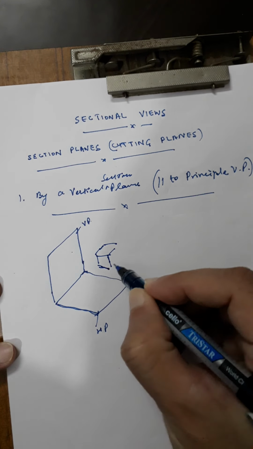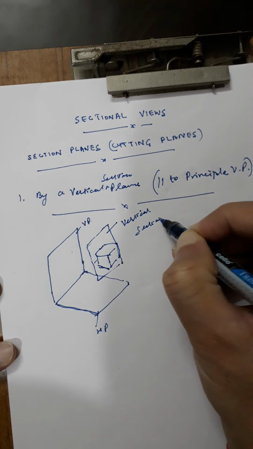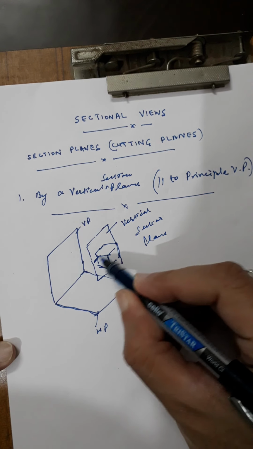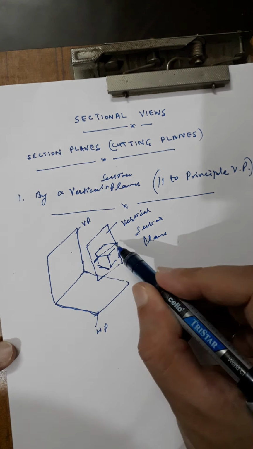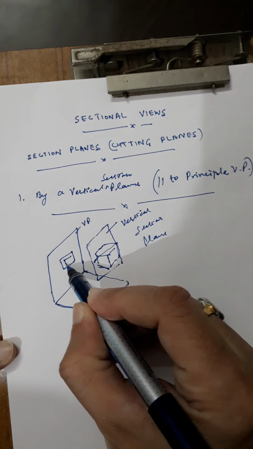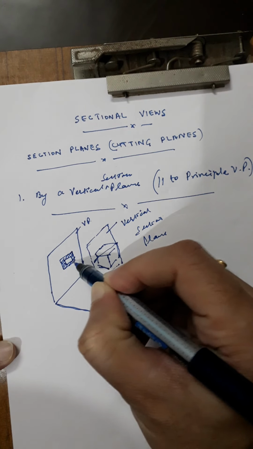So this plane is parallel to this principal vertical plane. This is known as a vertical section plane. So it will be passing through the axis of this object, and you will be able to see the sectional view here. This is the sectional view, which will be there in the front view.